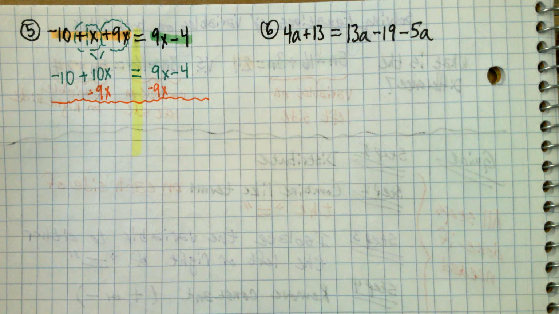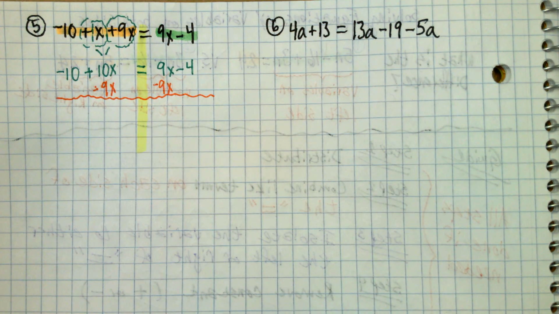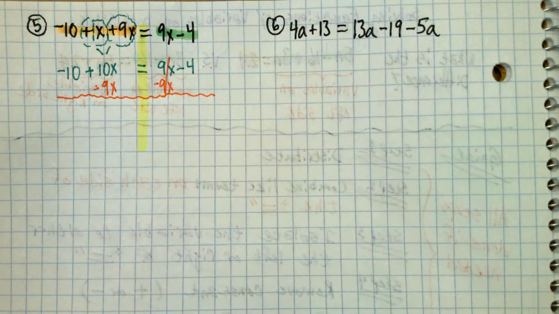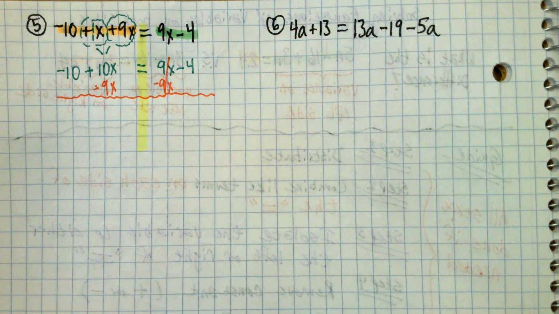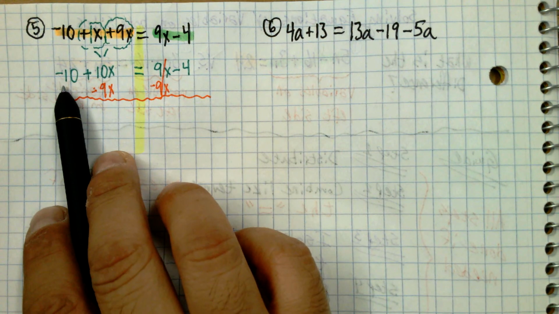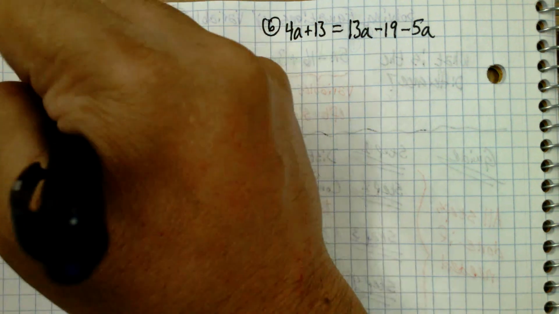So this is called a transformation. Remember, you're doing the same thing on both sides of the equal sign. And the whole purpose is 9x and negative 9x cancel out. They make 0. So let's bring down what's left. So let's see. I have on the left side, I've got negative 10. I can bring that down.